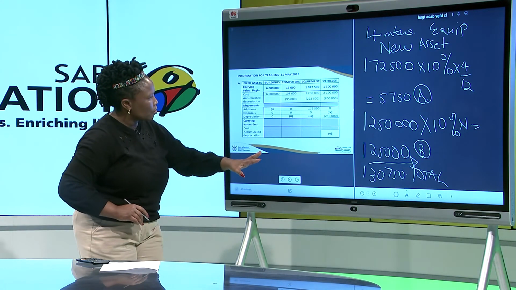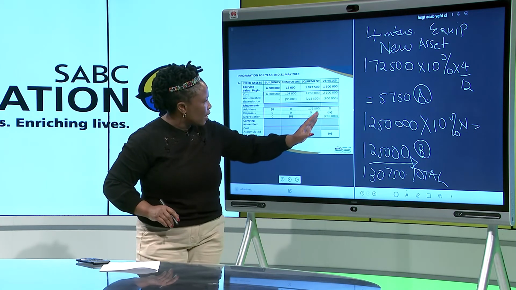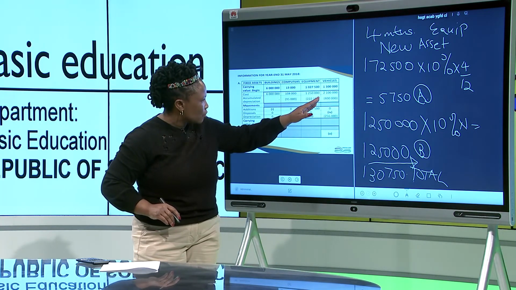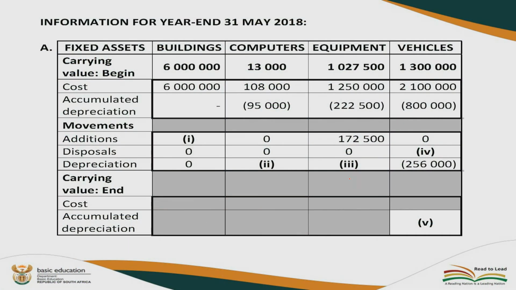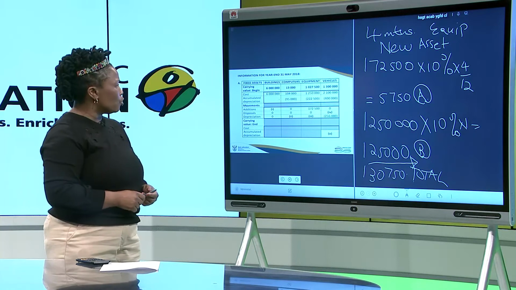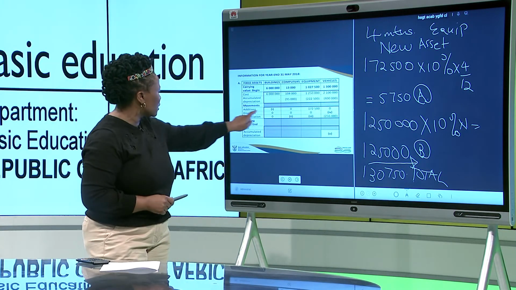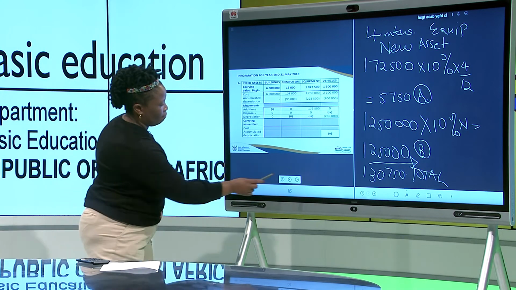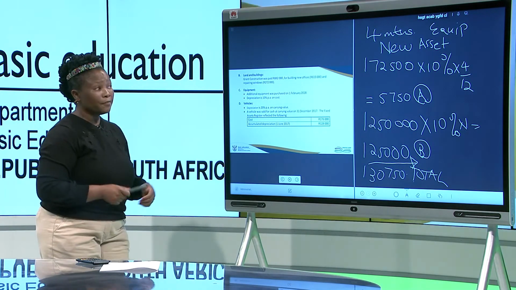Okay, let us check the vehicles also. Let us check the information that is given to us. If you check there, there's a cost price of 2.1 million. And also we've got the accumulated depreciation of 800,000. And already in this case, depreciation has been calculated and it is 256,000. So what we need to do here, we need to calculate the book value of the asset that we are going to sell as a business because it is disposals. Okay, that information is not given.